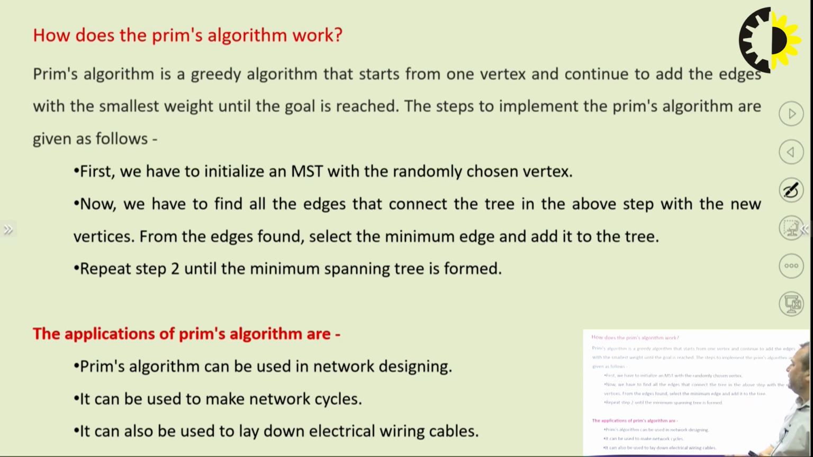So first we initialize an MST with any chosen vertex. Now we find all the edges that connect the tree from the above step. From the edges found, select the minimum edge and add it to the tree. Repeat step 2 until the minimum spanning tree is found, which means we repeat until all vertices are encountered, with the condition that there should not be any cycle.